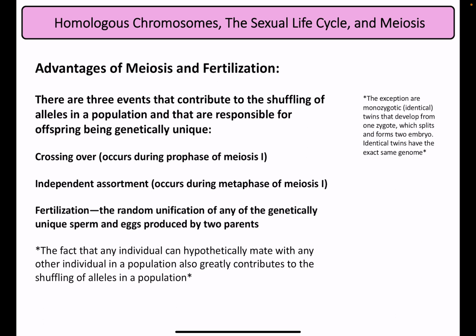Number 1, crossing over, which again happens during prophase of meiosis 1. Number 2, independent assortment, the random alignment and subsequent separation of homologous chromosomes during metaphase of meiosis 1. And then lastly, fertilization. Because if each parent is producing many different types of gametes, there's all sorts of ways that those different gametes can combine.